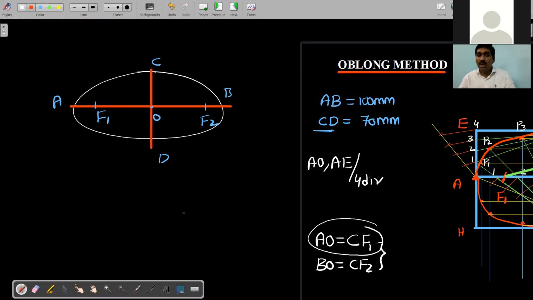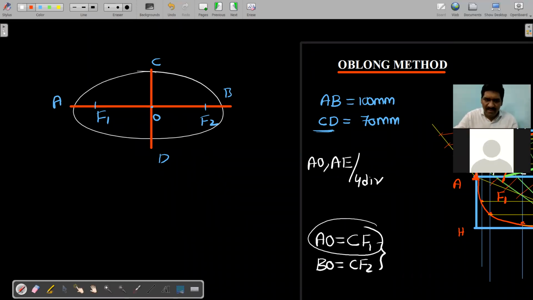On this curve, listen carefully, on this curve, if you take any point, I am taking a point on the curve, any point you take.